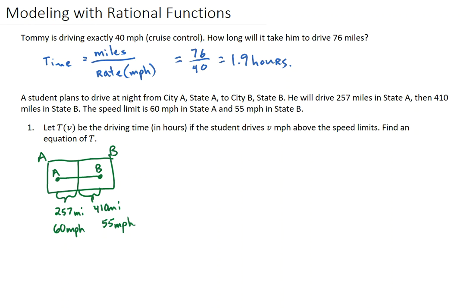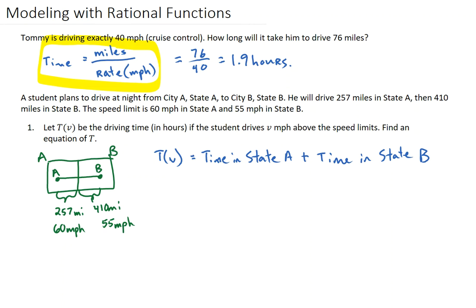So basically, if we're always going to go V miles per hour above the speed limit, then we're going to be driving a different speed in State A than State B. So that complicates things a little bit, but not too bad. So basically, our T of V is the total time it takes to be on the trip. So we're going to use this formula that we talked about before, but we need to use it twice, once for what's going on in State A and once for what's going on in State B. So in other words, our T of V needs to equal the time in State A plus the time in State B.